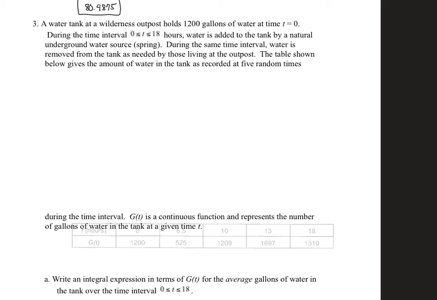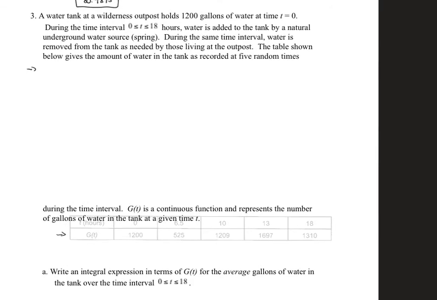So we can see now this table here was supposed to have been up here, so you're going to have to try to kind of read through it there. So at G of 0, there's 1,200 gallons in the tank. At 6.5 hours, there was 525 gallons; at 10 hours, 1,209; 13 hours, 1,697; and at 18 hours, 1,310 gallons. So down here it says we want to represent, oh wait, let me scroll down a little bit.